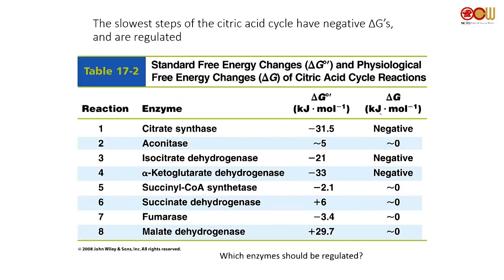Alright, so if we look at the energy of the TCA cycle, this is a chart that summarizes the standard free energy change, delta G prime naught, and the physiological free energy change, delta G. Okay. Again, you should be able to explain to me what's the difference between standard energy and physiological free energy. Okay. Physiological free energy is essentially calculating the real delta G based on the concentration of the substrates that they measure inside the cell.